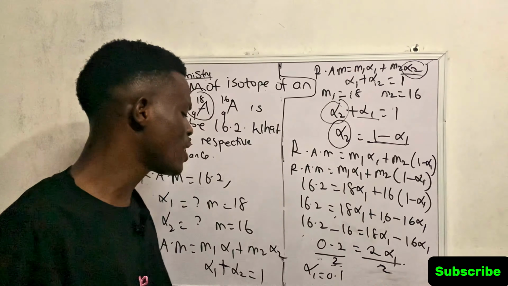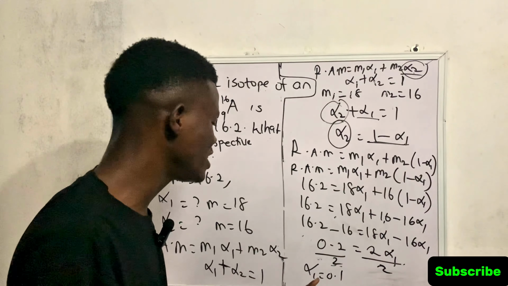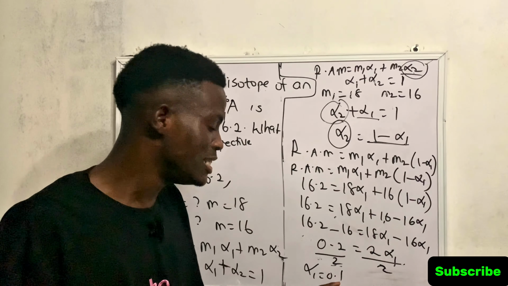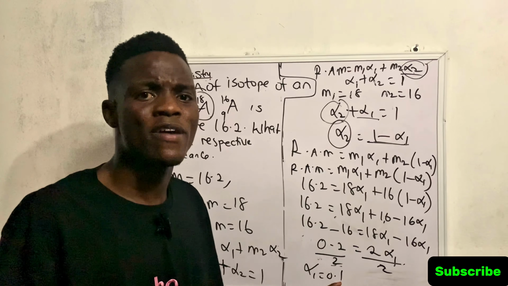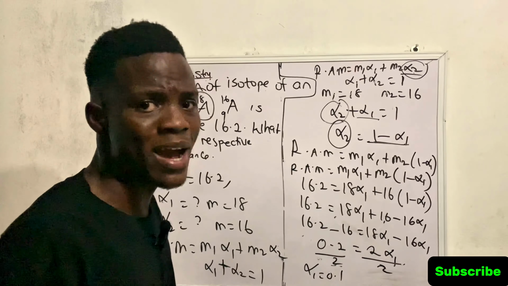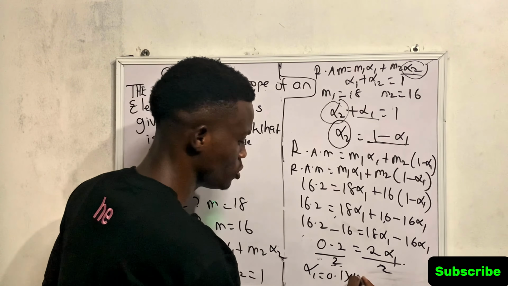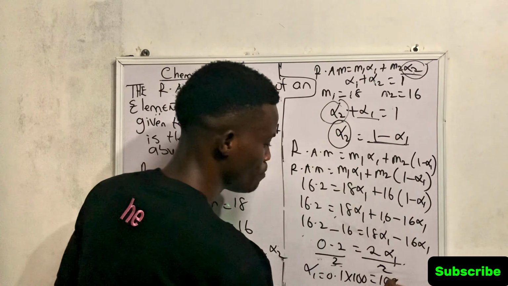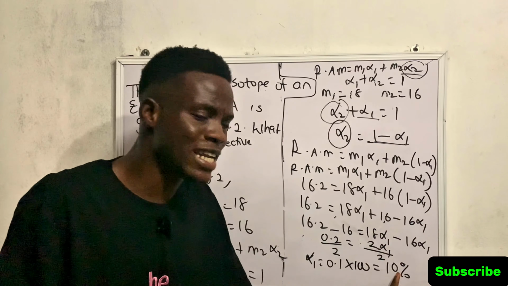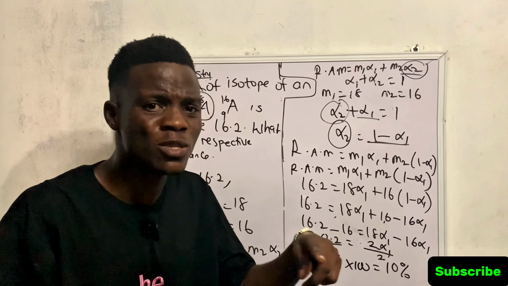But anytime we are solving for abundance, it is not always in decimal like this. You have to convert it to percentage. That is why 0.1 times 100 will give us 10%. Now, if I remove 100 minus 10, that's 90%. So my alpha 2 is going to be 90%.